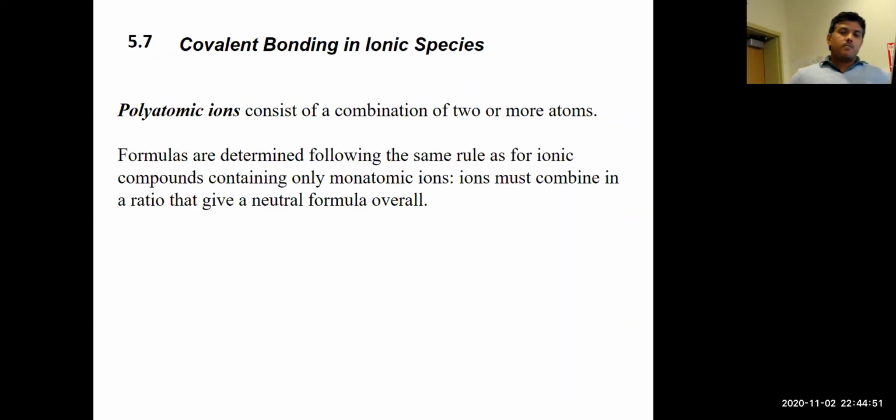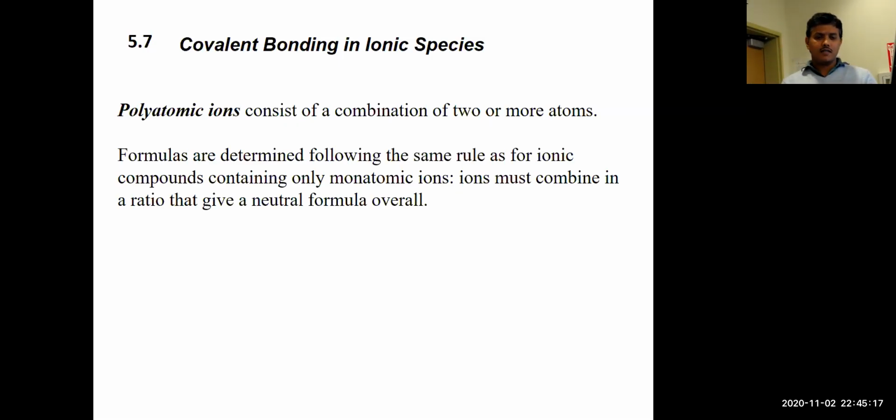Hi, hello. This is part 7 of chapter 5 lecture. In this part, we are going to talk about a little bit tricky part. It's called naming polyatomic ion containing compounds. It's a combination of covalent molecules that forms an ionic species. Again, it gets a little bit messier.